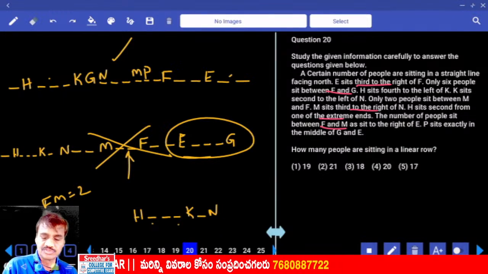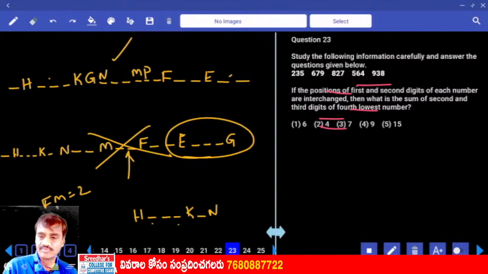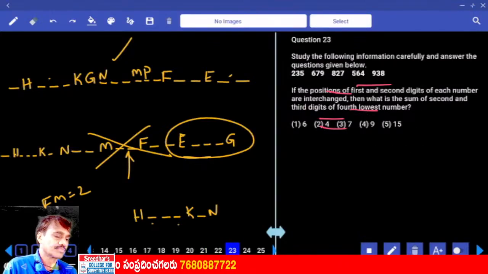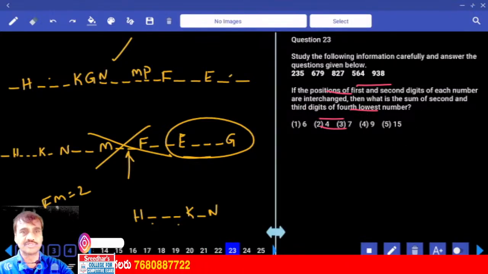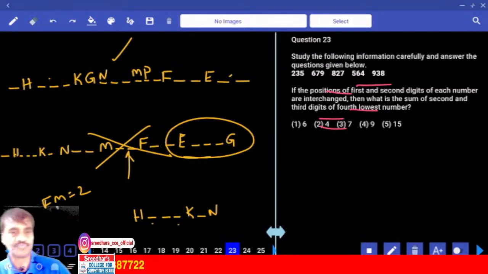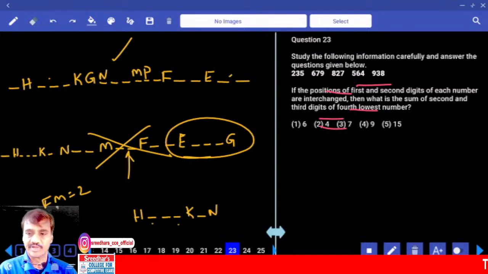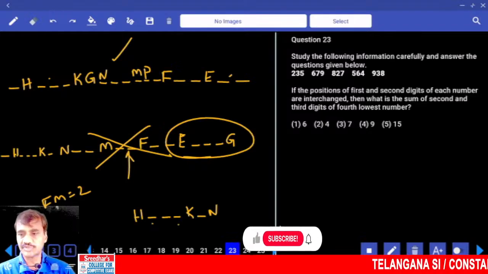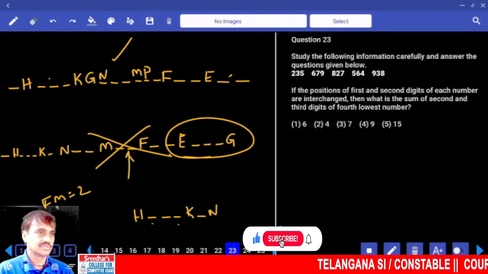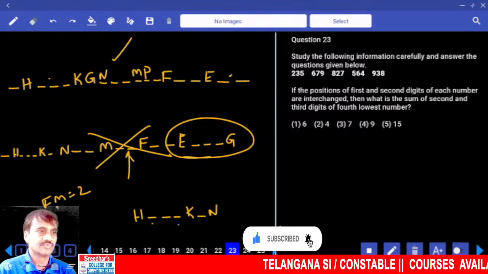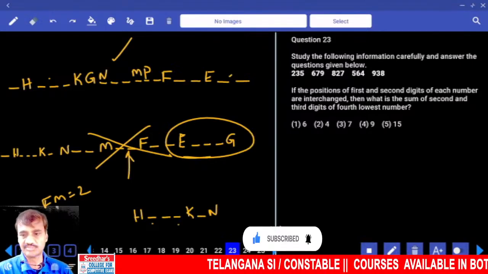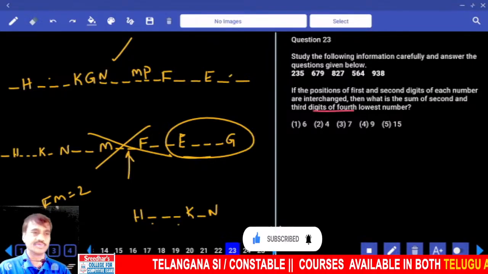Now this is about question number 22. Then next one, 23 onwards. First or the second priority? Now first or the second? Definitely first priority, set of numbers. Then positions of first and second digits are interchanged. Which 2 digits are interchanged? First and the second. Then what is the sum of the second and the third digits of the 4th lowest number?